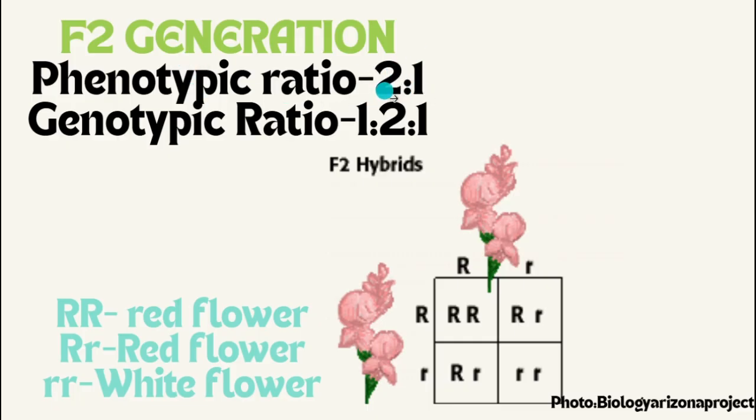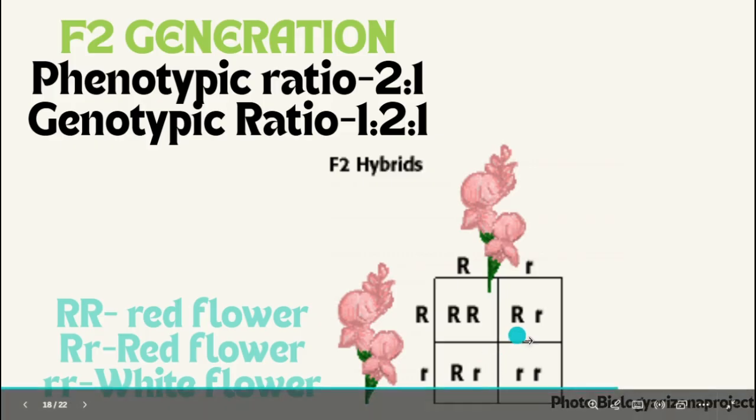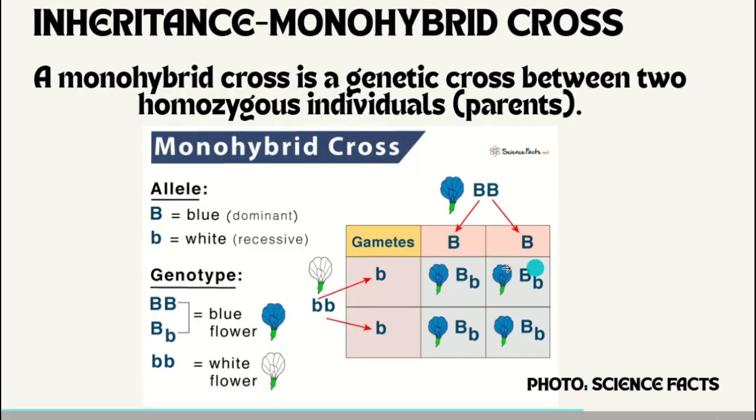So the phenotypic ratio is the physical characteristics. In this case, it's going to be the color of the flowers. So we're going to put 3 red flowers to 1 white flower. So if we begin with 4 flowers, 3 of them go red and 1 of them goes white. And then the genotypic ratio is going to be 1 big R, 2 big R, little r, and then 1 little r. So that's basically the F2 generation, right?